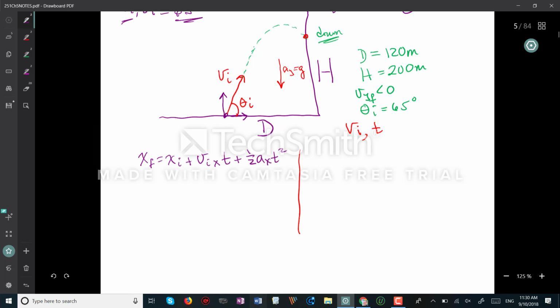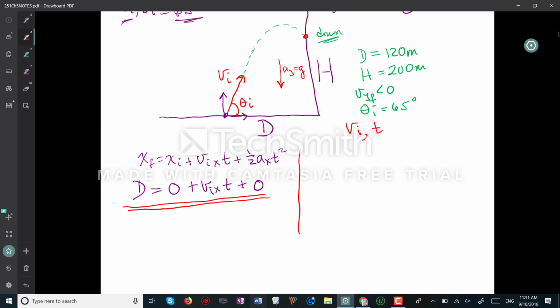Yeah? So X final is big D. X initial is 0. V initial X, I'm just going to leave it like that. And what is AX? 0. So what I like to do is I can't do much with that by itself. I'm just going to underline it. Why do I underline it? Yes, I can find it later, and I don't have to look through all that algebra mess to find it.